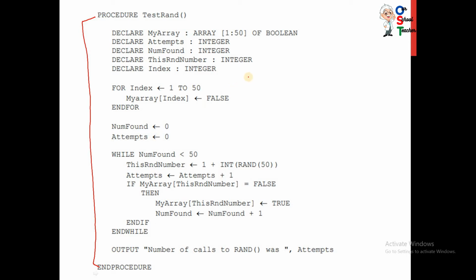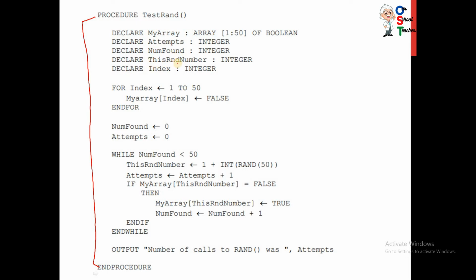Then after this, they are declaring some identifiers and an array. First of all, they are declaring MyArray, which is from 1 to 50, and this is Boolean type. It will take true or false. Then the second is Attempt, which is an integer type, and then NumFound, also integer type. Attempt is used for how many times the RAND function was executed, and how many numbers were found will be stored in NumFound.